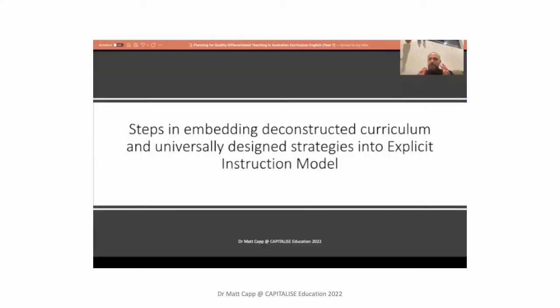So now that we've identified the content descriptors we're going to teach and model, the achievement standards students are going to demonstrate, and we've deconstructed those. We've thought about our common characteristics, strengths and functional impacts, and problem solved around targeted strategies. We now need to embed all of this into the explicit instruction model.